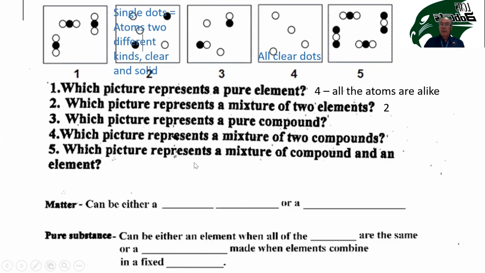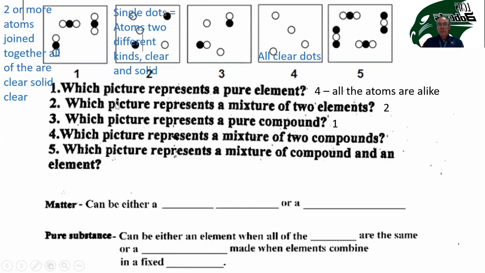The next question says, which picture represents a pure compound? Well, a compound is 2 or more elements joined together. If it's pure, all of the compounds should be the same. That's picture number 1. We see this clear, dark, clear, clear, dark, clear, clear, dark, clear. These are compounds. They're 2 or more elements joined together. They're all the same in the picture, so it's pure. 2 or more atoms are joined together: clear, solid, clear.